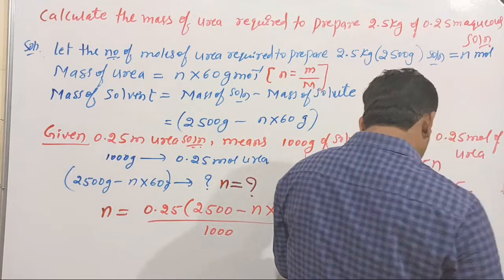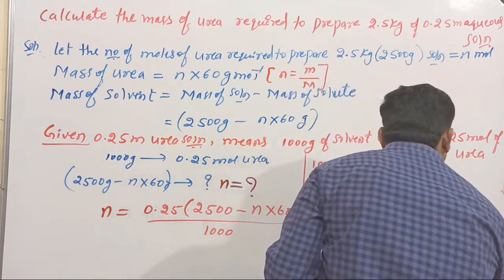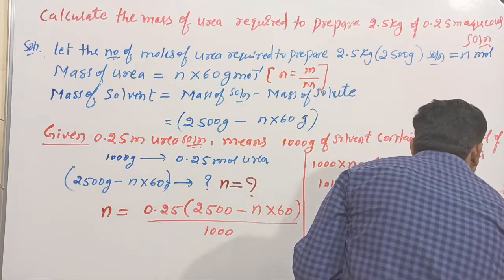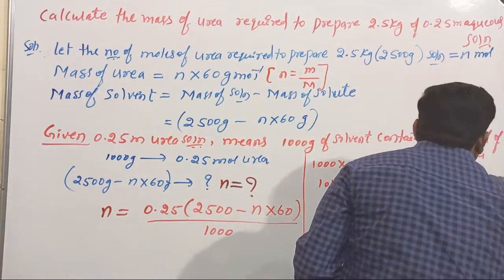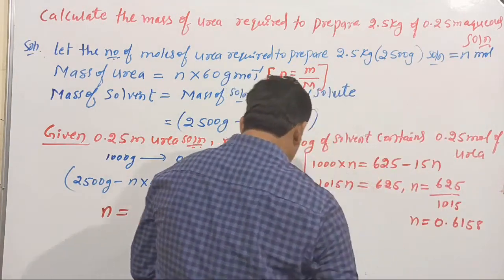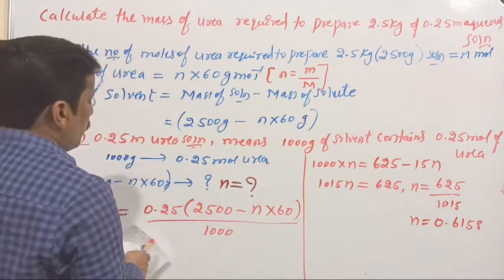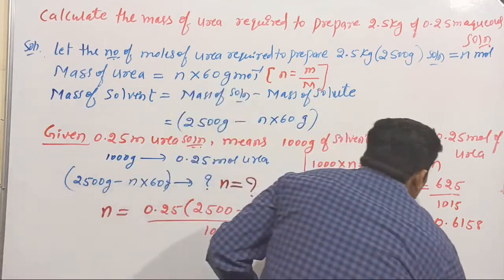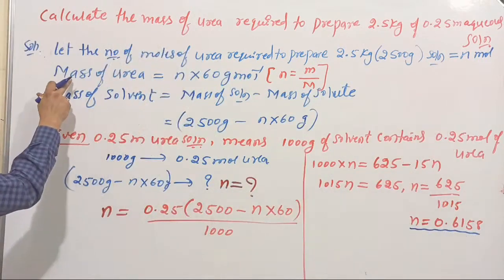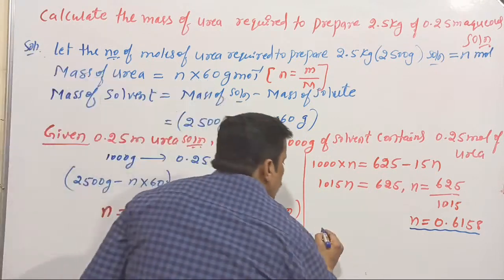625 by 1050 from the calculator, I'm going to get 0.6158. Number of moles n is equal to 0.6158. So then what is my formula? What is required? We got the n value as 0.6158. Mass of urea is equal to n into 60.